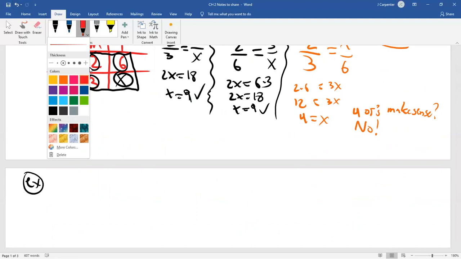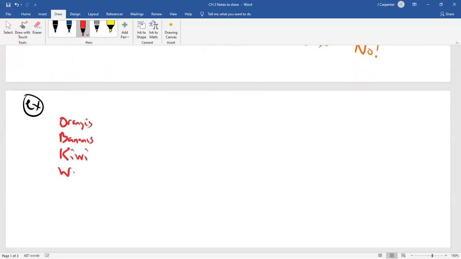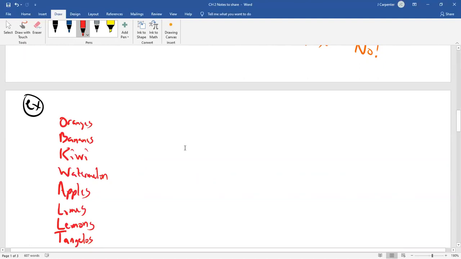And we're going to have a whole bunch of things. Let's go oranges, bananas, kiwis, watermelon, apples, limes, lemons, and then a fruit. I feel like he's kind of gotten lost in the history of things, tangelos. Those little small oranges, they're like a half orange, half tangerine.